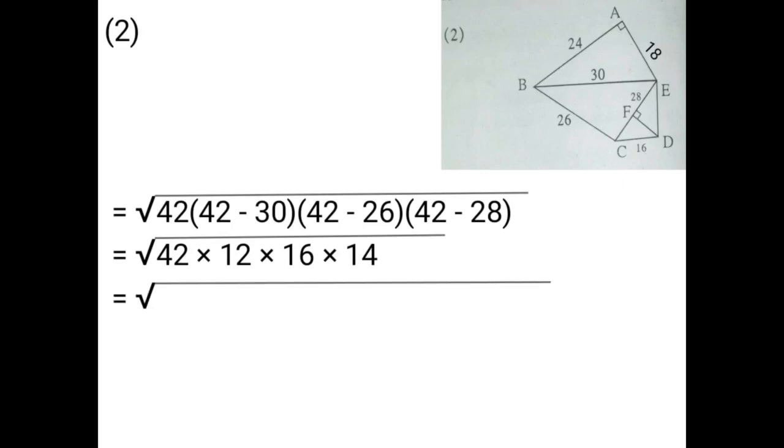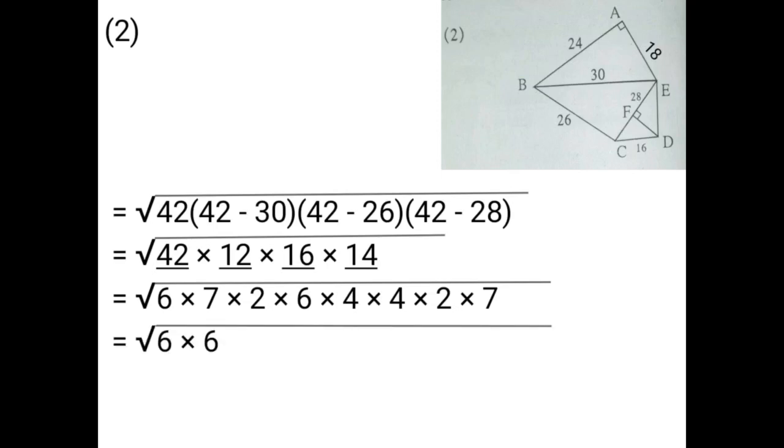That is square root. Factor of 42 is 6 into 7. 6 sevens are 42. Factor of 12 is 2 into 6. 2 6s are 12. Factor of 16 is 4 into 4. 4 4s are 16. Factor of 14 is 2 into 7. 2 sevens are 14. I am getting all the squares of the numbers in the factors of 42 into 12 into 16 into 14. Next step, you have to write squares of the numbers together. That is square root 6 into 6 into 7 into 7 into 2 into 2 into 4 into 4. Underline the squares of the numbers.